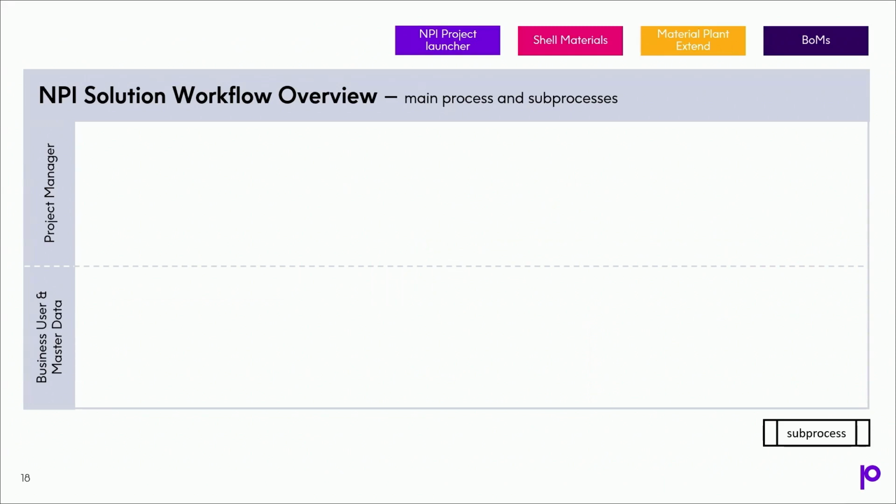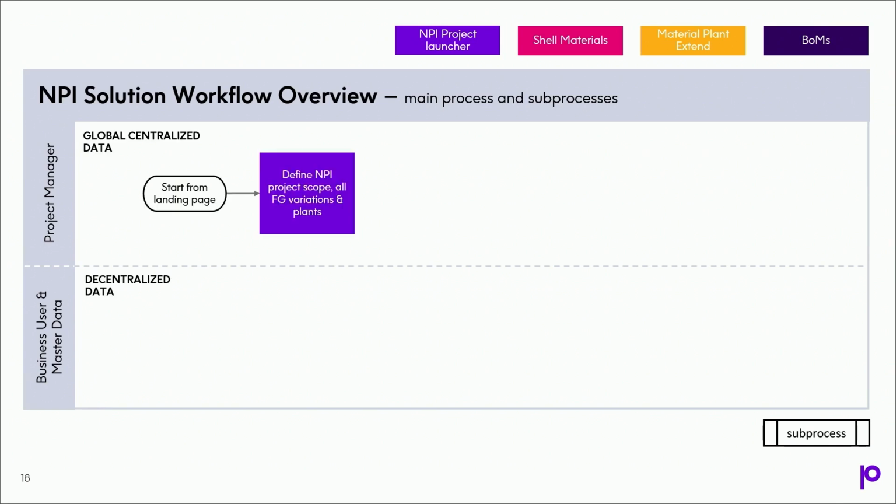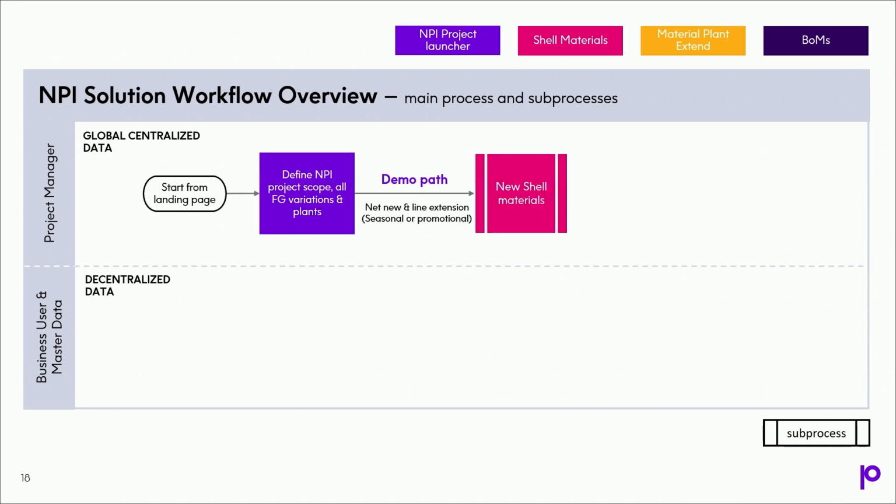So here's an overview of the workflow for the NPI solution. Please note this is an example of what the workflow can be, and you can easily configure the workflow to meet your business process. So in this example, the project manager will define the project scope, including finished goods and plants, and the master data team will then create the shell materials. So this will be done at a global centralized level.